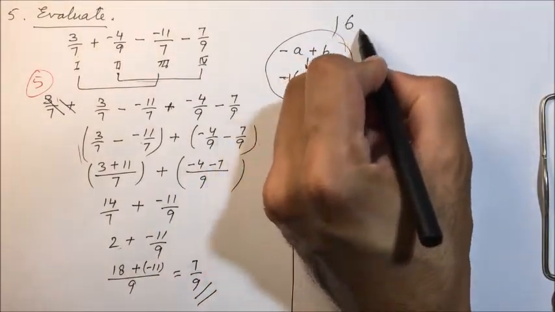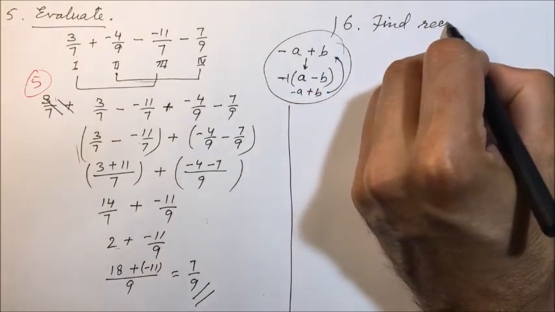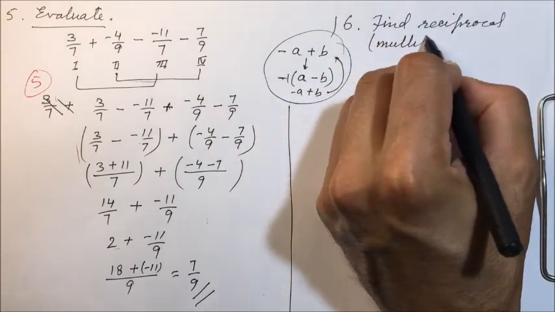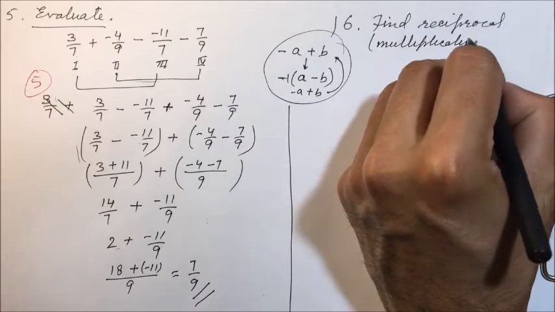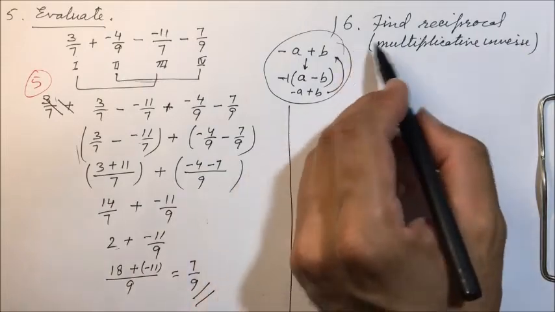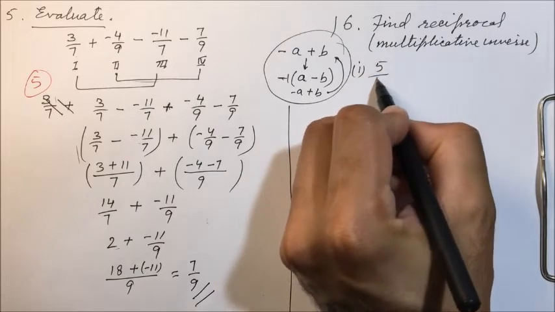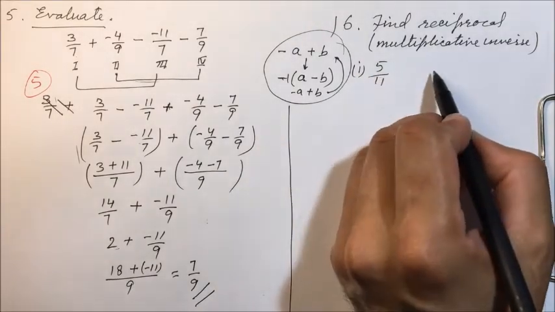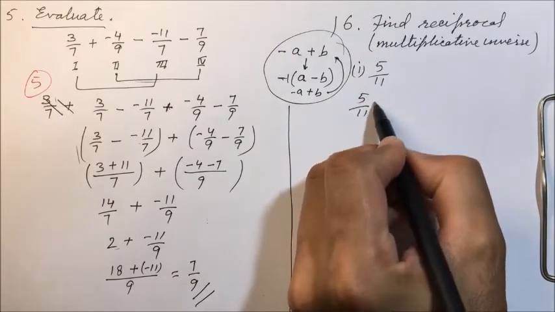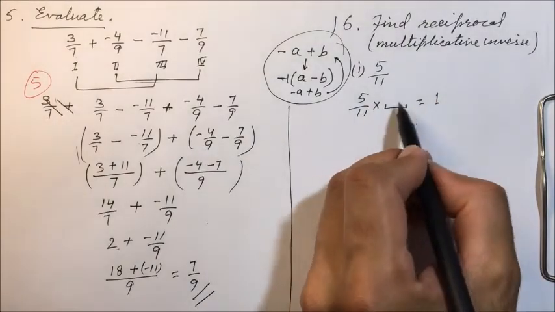So the 6th question was find the reciprocal, or we call it the multiplicative inverse. So we have to find the multiplicative inverse. To calculate the multiplicative inverse or the reciprocal, for example, a number is given. First we take 5 upon 11. Its multiplicative inverse you have to take. So what is to be multiplied with 5 upon 11, so that we get 1? What is to be multiplied?